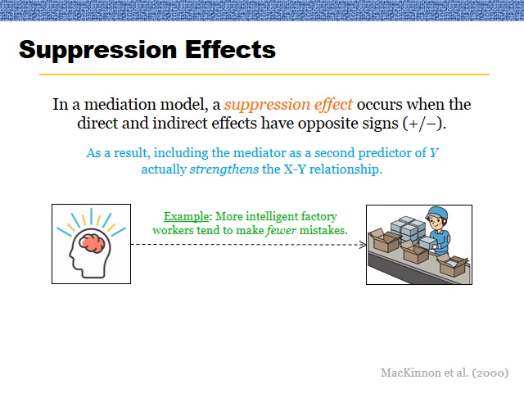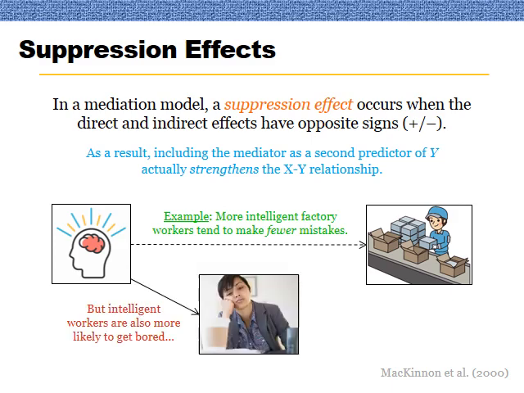As you might imagine, factory workers who are more intelligent tend to make fewer mistakes. So there's a negative total relationship between the intelligence of a worker and the number of mistakes that they make. However, imagine that we ran a mediation model where we looked at boredom as a potential mediator. People who are more intelligent are more likely to get bored at work. And people who are more likely to get bored are going to make more mistakes because they're bored and not paying attention. So here we have a negative total effect and a negative direct effect.